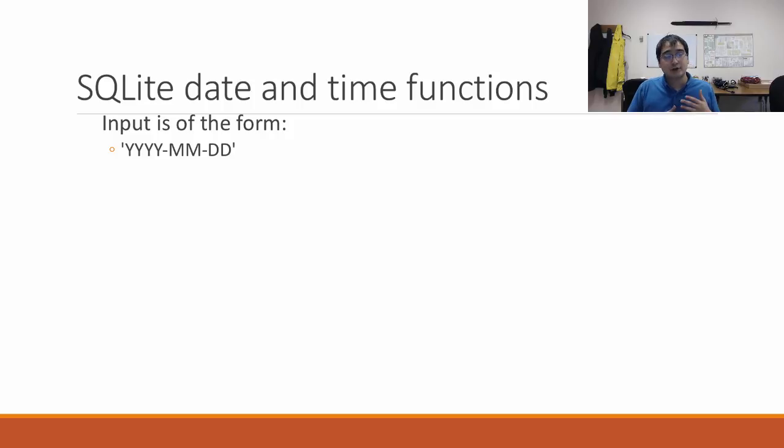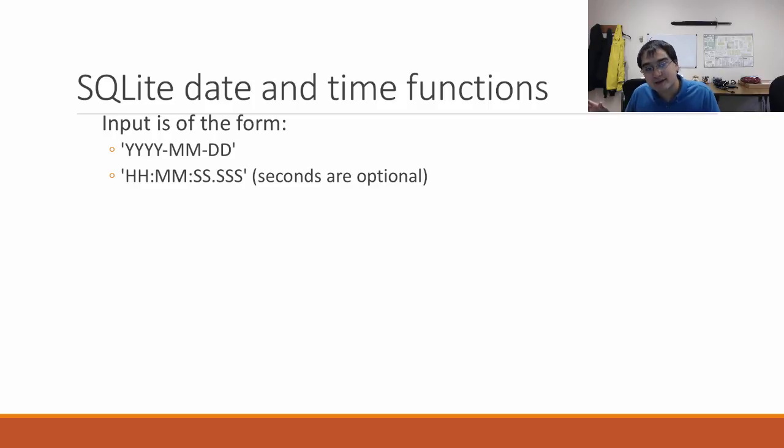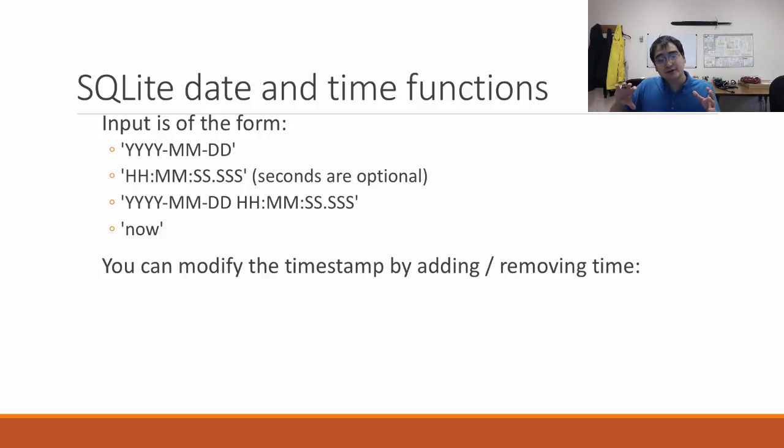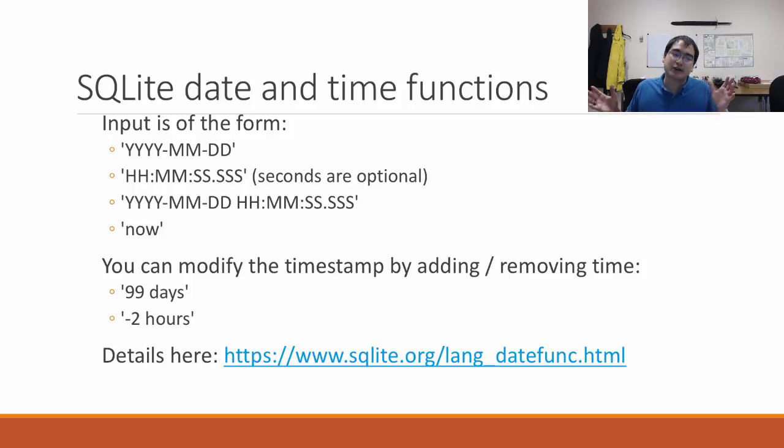So for instance, you can input these things in the various forms: year, month, day, or hour, minute, second, where the seconds are optional, or a date time object. So all of these represent different ways of representing time. You can also use the string now to represent the current time. And you can also do math with these timestamps by adding and removing time. So for instance, I could say 99 days, which represents a unit 99 days from now, or 2 hours in the past. We're not going to be going into too much detail with modifying timestamps, but if you want to, you can see the link here to look up how SQLite can handle doing arithmetic with date times.